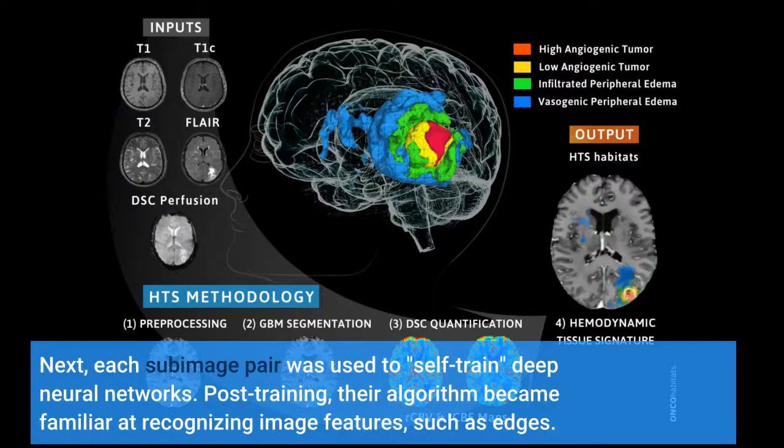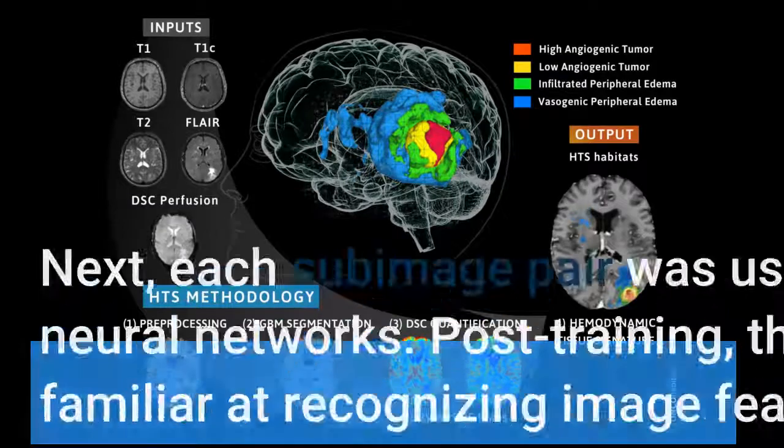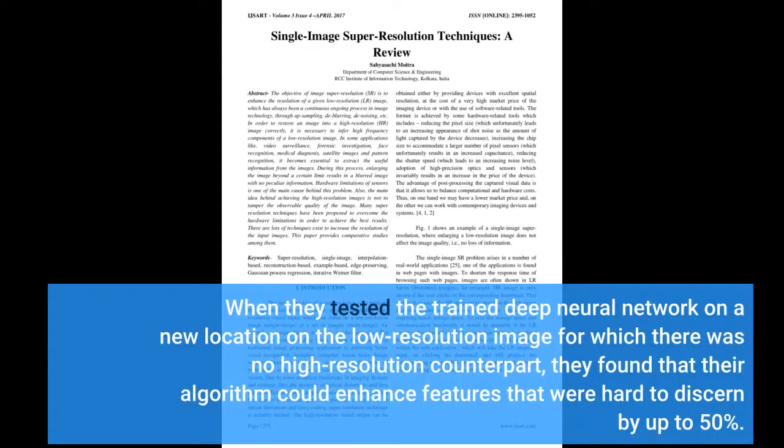Next, each subimage pair was used to self-train deep neural networks. Post-training, their algorithm became familiar at recognizing image features, such as edges. When they tested the trained deep neural network on a new location on the low-resolution image for which there was no high-resolution counterpart, they found that their algorithm could enhance features that were hard to discern by up to 50%.